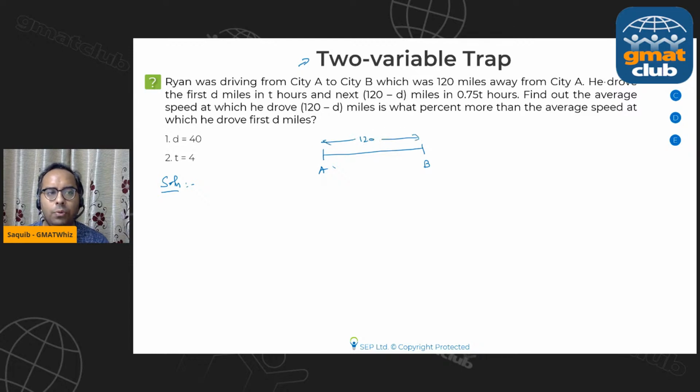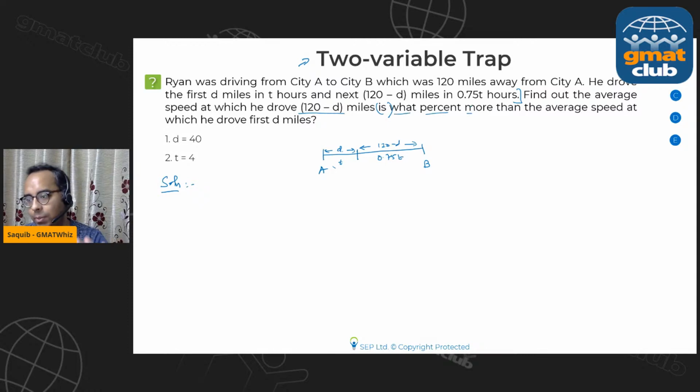He drove the first D miles in T hours. So let's call this D miles, in T hours. So I'll write a T here, which tells me the time. And then next, so let me rub this, not important anymore, 120 minus D miles in 0.75 T hours. Okay. What I need to find out, and I've written here, is the average speed at which he drove 120 minus D miles, is what percent.